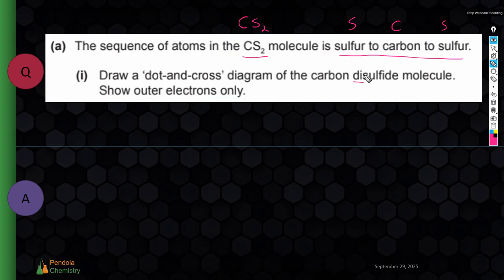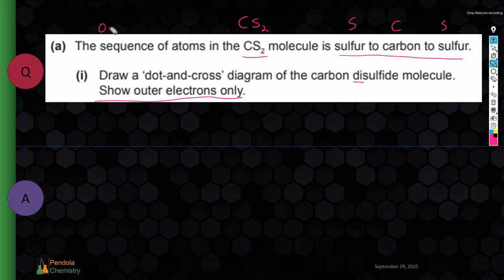We talked about nomenclature in chapter 3, but carbon disulfide means 2 sulfurs. Show outer electrons only. This is very important because we discussed earlier how you could do a dot and cross structure either with just valence electrons, which are the outer electrons, or with the inclusion of those inner shells. Here, they're specifically asking you to only show the outer shell. If you show those inner shells, you will lose the point because you will not follow directions. So make sure you are paying attention to the fact that it says outer electrons only.